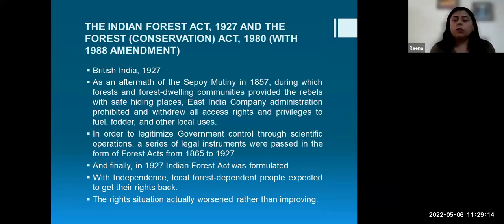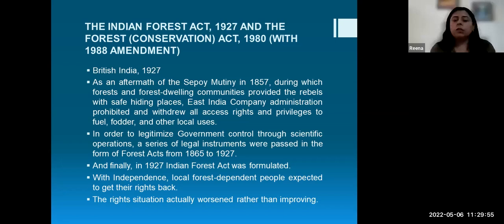1927. So it was formulated at the time of British India. It was an aftermath of the Sepoy Mutiny, which took place in 1857, during which the forest and forest-dwelling communities provided the rebels safe hiding places. So the East India Company administration withdrew all access rights and privileges to fuel, fodder, and other local uses, so that they could completely regulate, visit and monitor these areas, so that no sepoys or rebellious groups could take shelter in these forests.